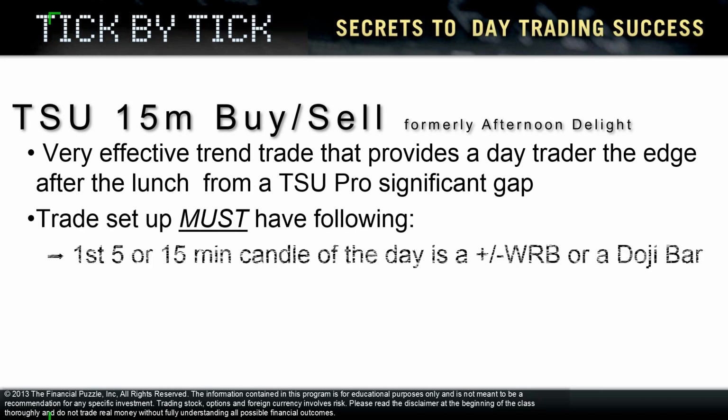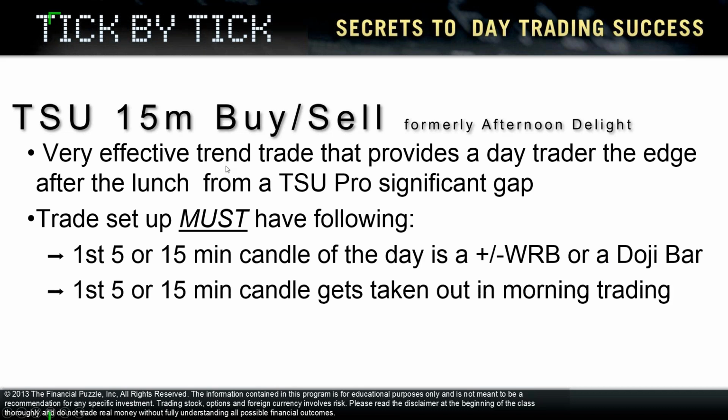Here's what the trade setup must have. You want the first 5 or 15-minute candle of the day to be a wide range bar. That's what WRB means, wide range bar. Positive means it would be white. Negative means it would be black or green or red or purple or pink, whatever colors you use for the candles, or a doji bar. By the way, this is my trade. This is right from my trading plan. I just copied and pasted this right into my trading plan.